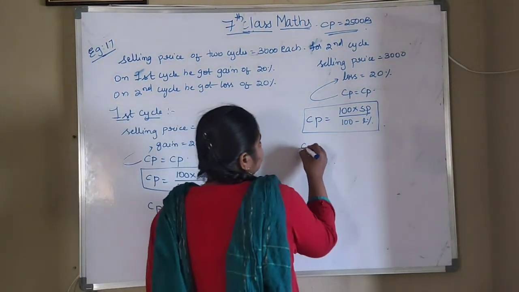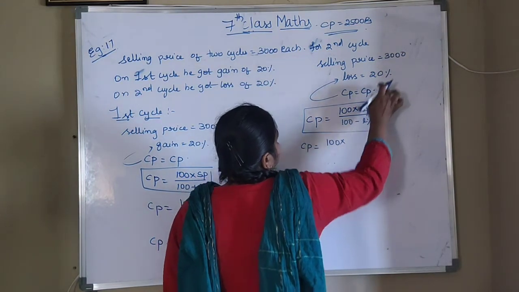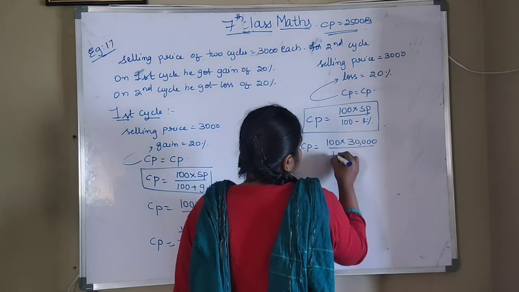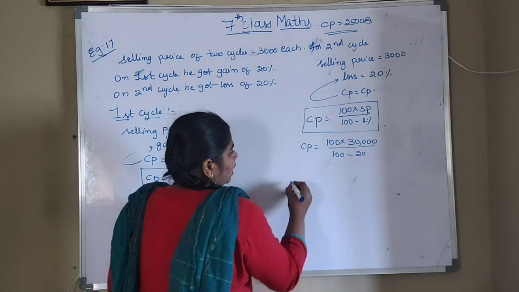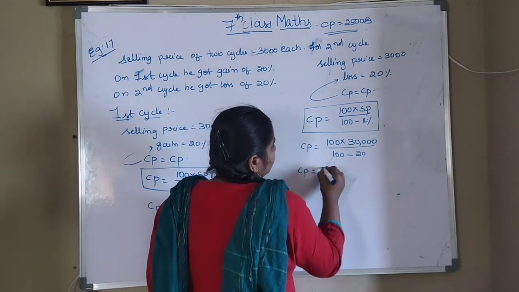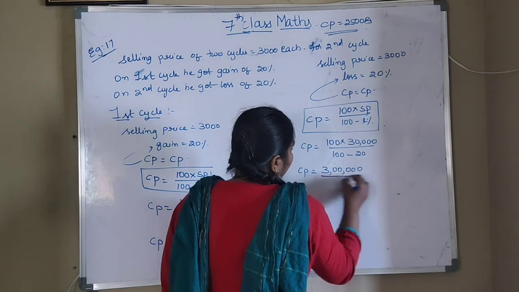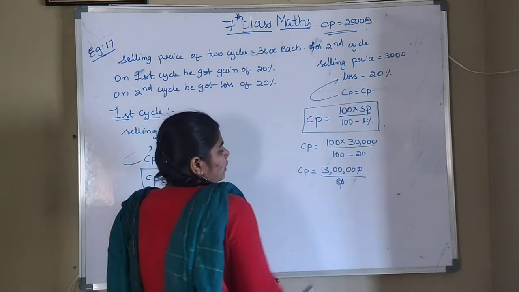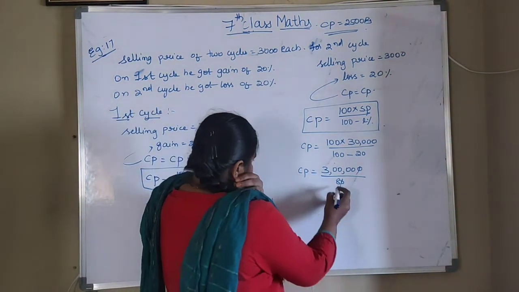So CP is equal to 100 into what is the selling price? That is 3,000, by 100 minus loss, how much? 20%. Now CP is equal to 3 lakhs by 100 minus 20, which will be 80. So the 0s will get cancelled. We can cancel in the 4 table.